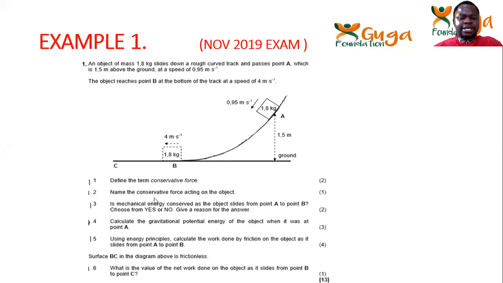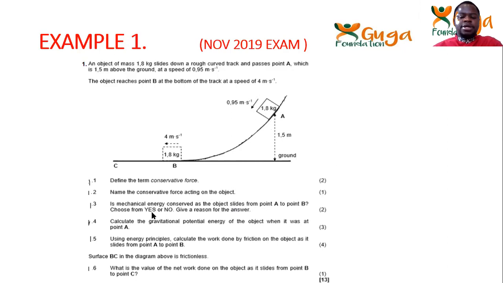Okay, and they're saying name the conservative forces acting on an object. Here we had that this slope is rough, so you've got some frictional forces acting on an object. So here you can talk about conservative force acting on an object. You can talk about gravitational forces. Is mechanical energy conserved as the object slides from point A to B?